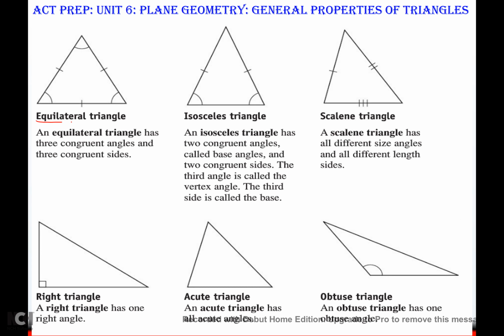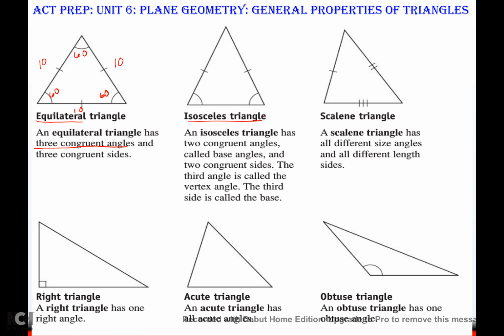We have an equilateral triangle, and it has three congruent angles, which means that each angle, if it's an equilateral, it's no choice. All angles have to be 60 degrees because they have to be equal and they have to add up to 180. And the sides have to be congruent. So if this was 10, this has to be 10, and this has to be 10.